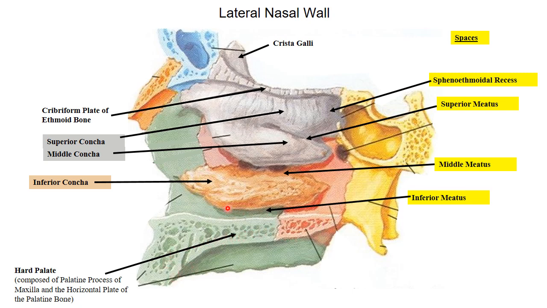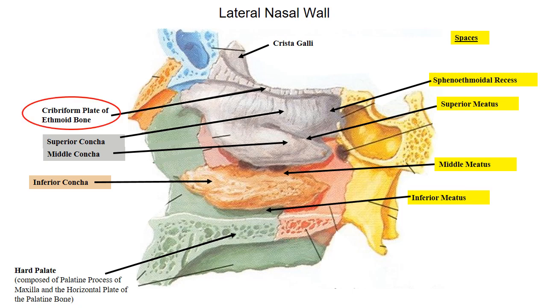Hard palate, inferior meatus, inferior concha, middle meatus, middle concha, superior meatus, superior concha, sphenoethmoidal recess. Okay, so again, hard palate, inferior meatus, inferior concha, middle concha, superior meatus, superior concha, sphenoethmoidal recess, and right here is the cribriform plate of the ethmoid bone, flanking either side of the crista galli.